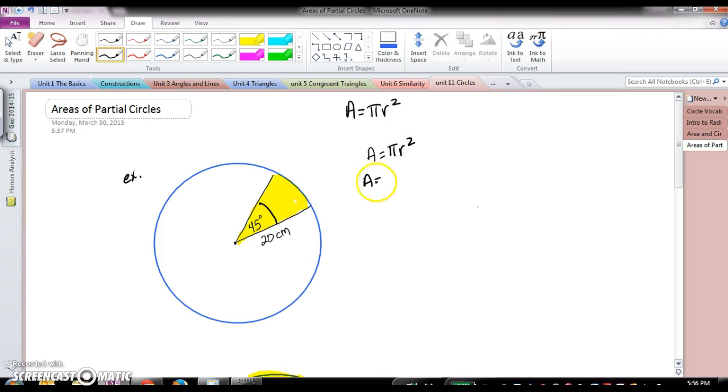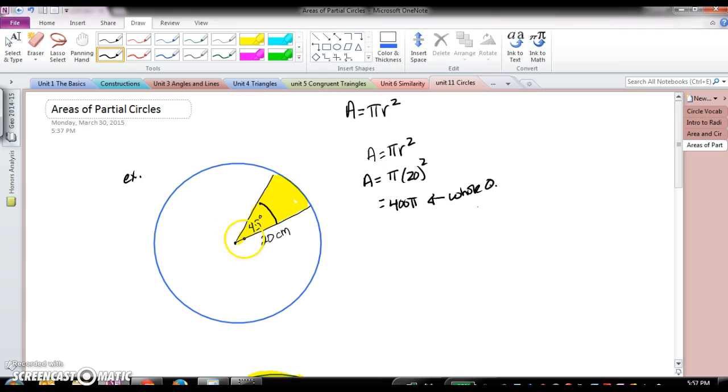I also have a radius of 20. 20 squared is 400. So this is the area of the whole circle. All right, well, that'd be great if that's what I wanted, but that's not what I want. I only want the area of that yellow part, that fraction of a circle. So we just need to figure out what fraction of the circle is represented in that yellow portion.